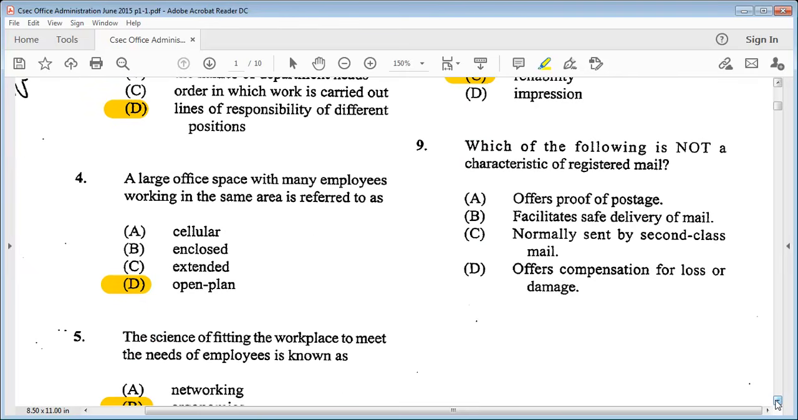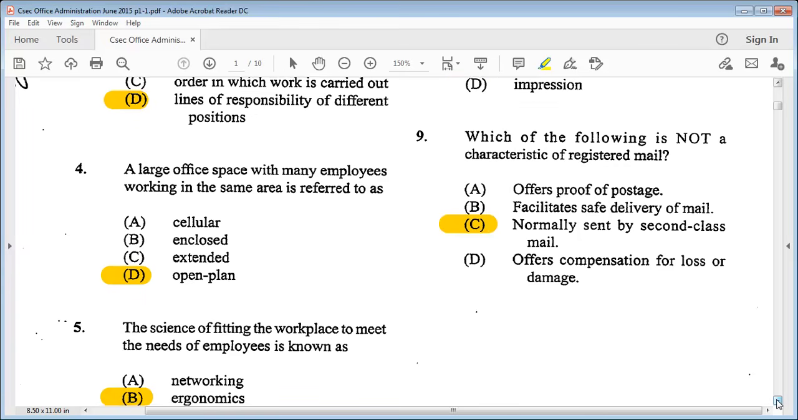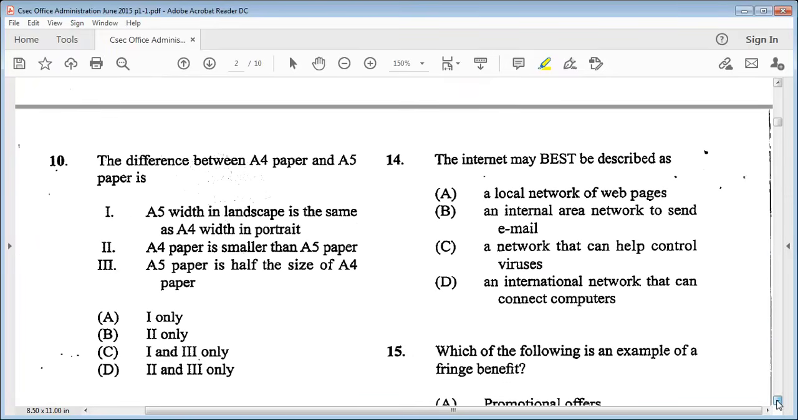Which of the following is not a characteristic of registered mail? A. Offers proof of postage. B. Facilitates safe delivery of mail. C. Normally sent by second-class mail, or D. Offers compensation for loss or damage? We know the answer is C. It says not. It is not normally sent by second-class mail. So answer is C. Let's go on to question number 10.